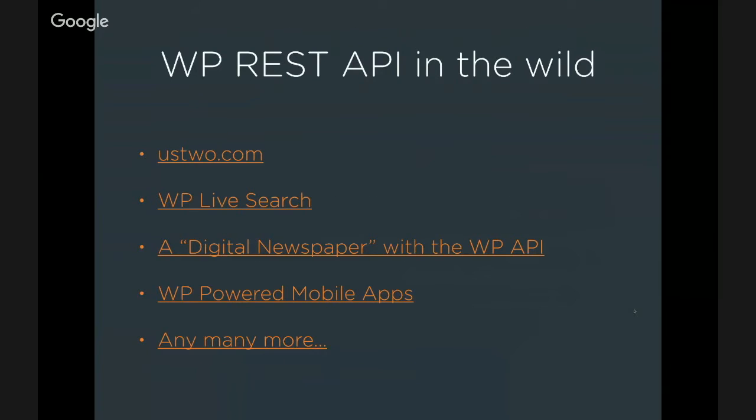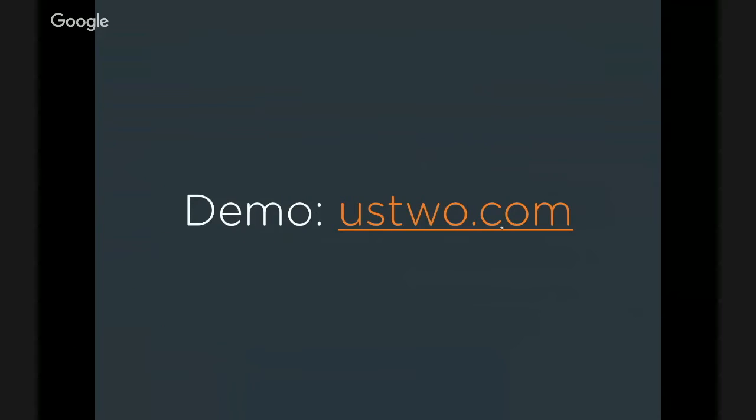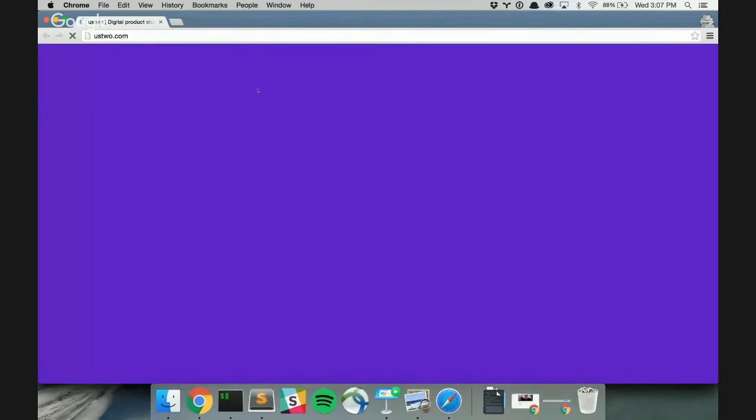Let's look at some examples. These are some examples of the REST API in the wild. We're going to go through each one here. The first one we want to talk about is Us2.